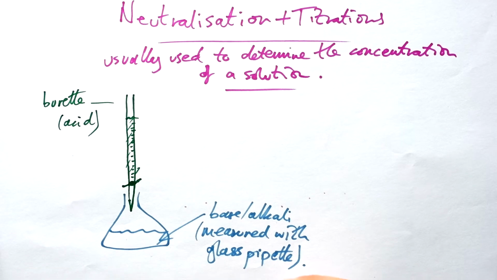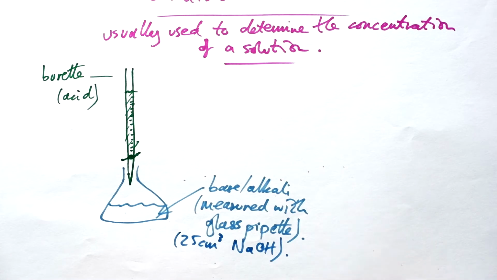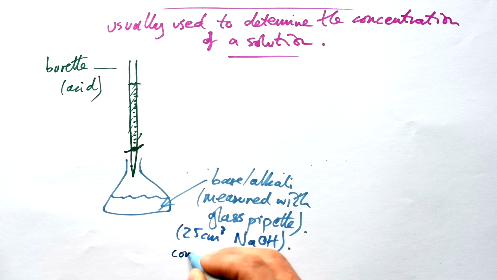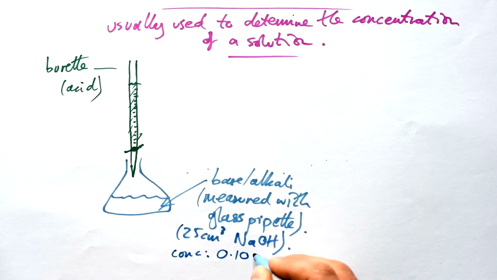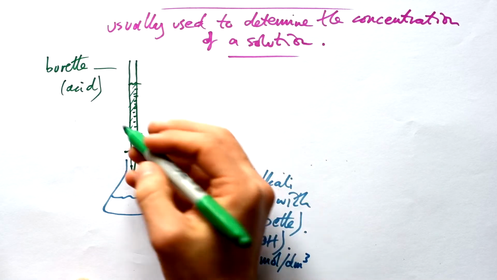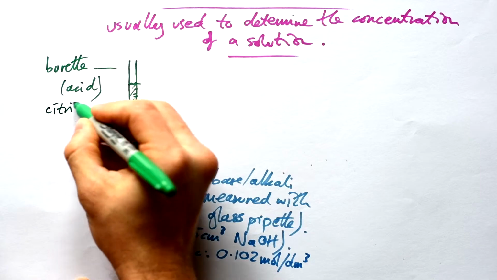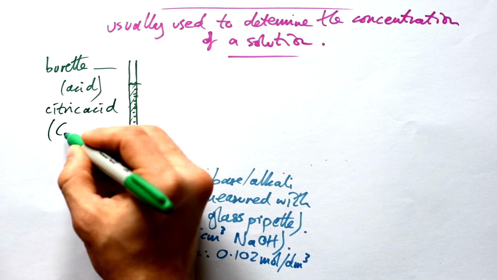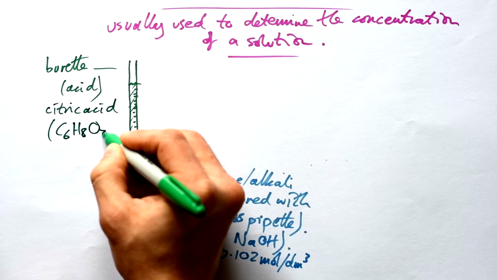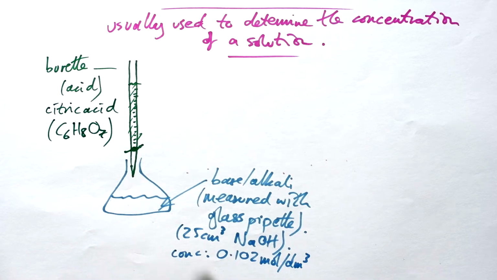So let's say that I've measured out 25 centimeters cubed, or 25 milliliters, but in chemistry they like centimeters cubed. And this is sodium hydroxide. This is what we're using today. I can tell you that the concentration of the sodium hydroxide is 0.102 moles per decimeter cubed. Let's say the acid that we're using today is citric acid, and the chemical formula for that is C6H8O7. But it could be any acid: hydrochloric, sulfuric, nitric, but we're getting off piste today.